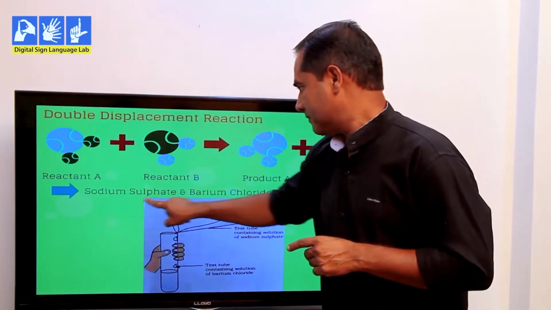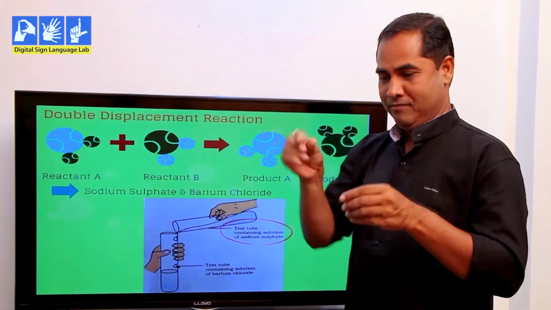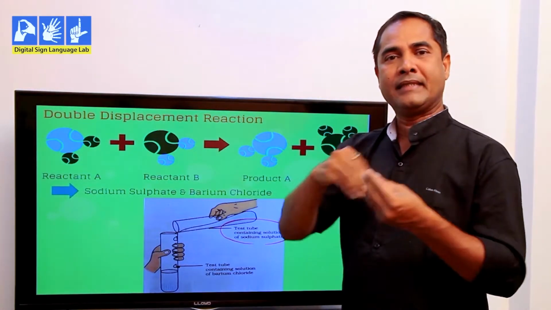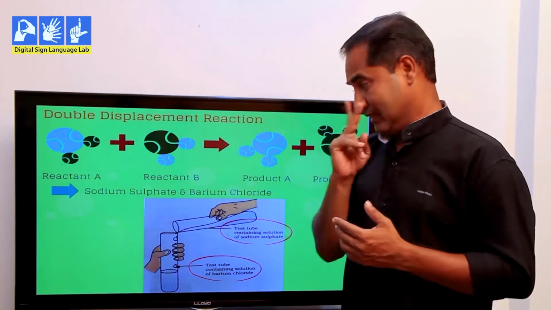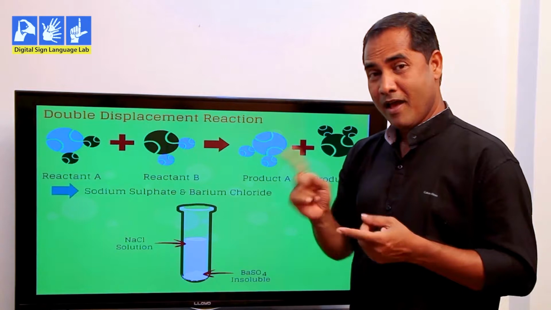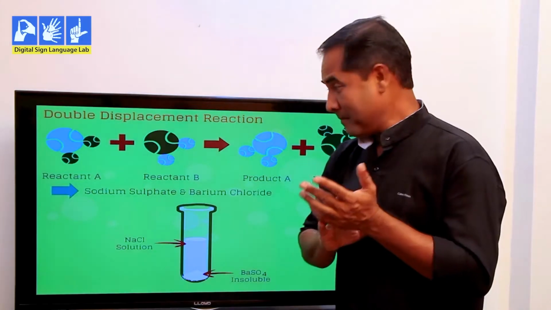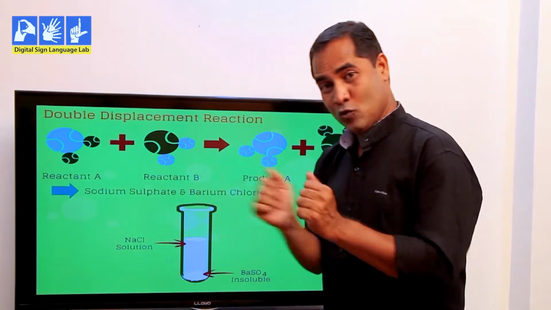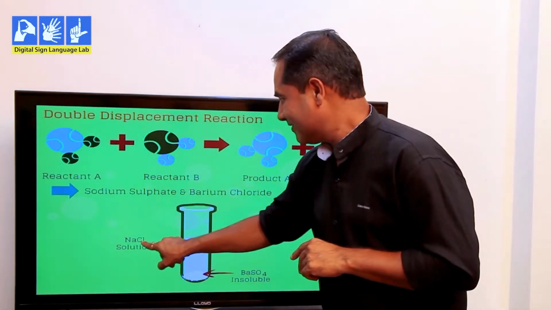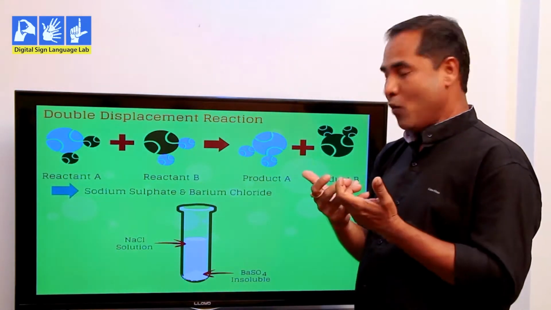So in this experiment, we have sodium sulfate and barium chloride. We take these two solutions and we mix. So what happens when we mix sodium sulfate and barium chloride? So earlier we had the sodium with sulfate and barium with the chloride. Both of these elements get exchanged. We have sodium chloride and we have barium sulfate.